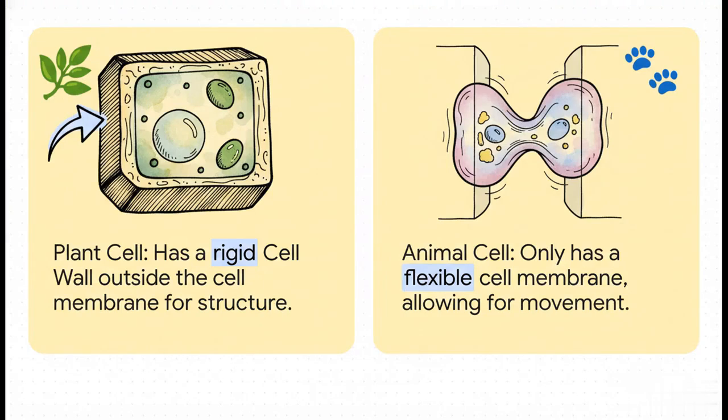So let's put them side by side to make it super clear. The plant cell has that strong, rigid cell wall. The animal cell, it just has a flexible cell membrane. And that flexibility is absolutely key for movement. So you see the trade-off, right? Plants trade flexibility for structure, while animals trade that rigid structure for the freedom to move.